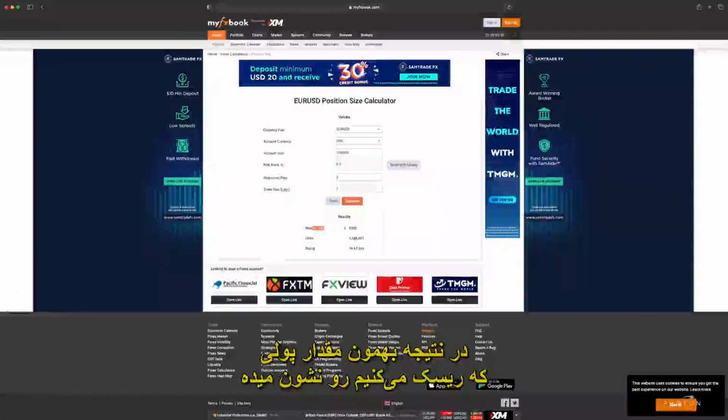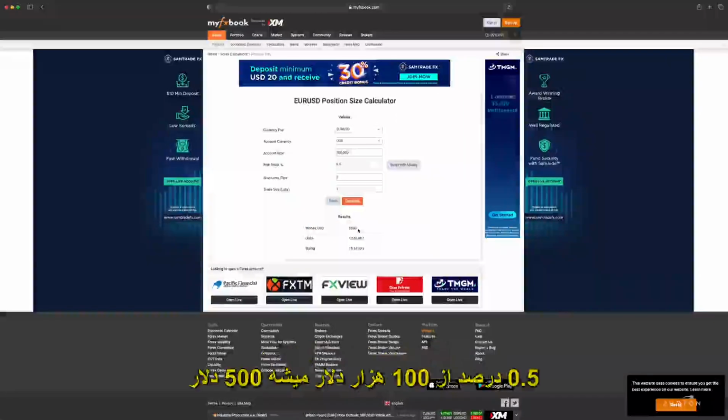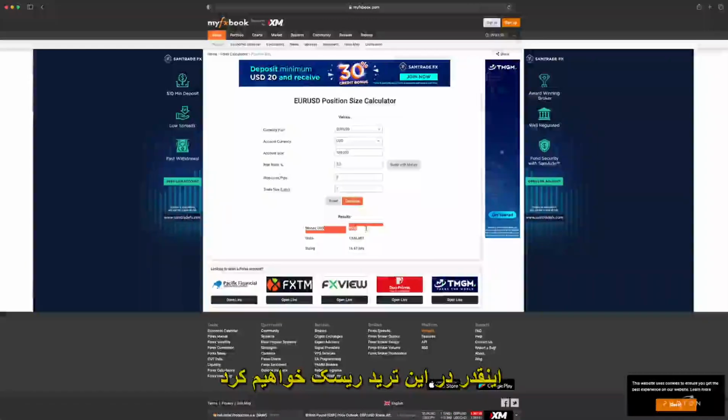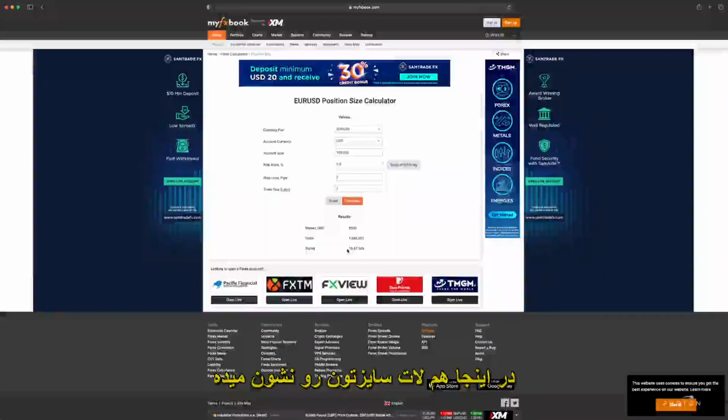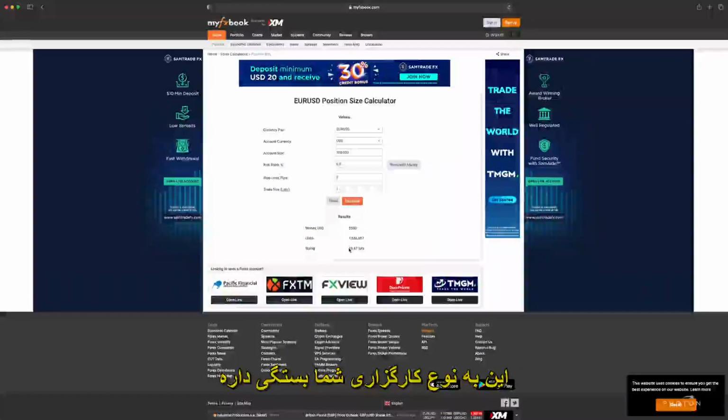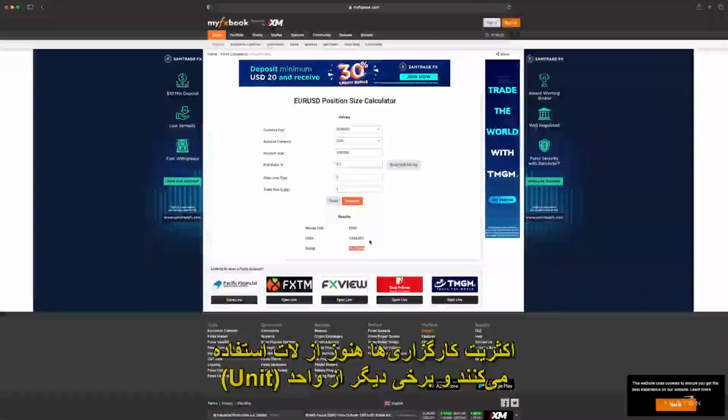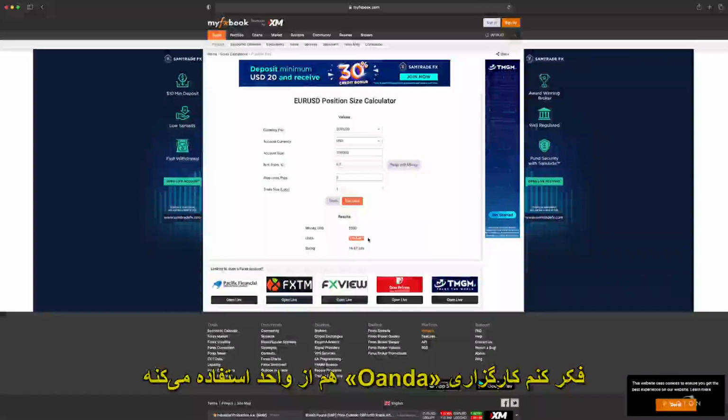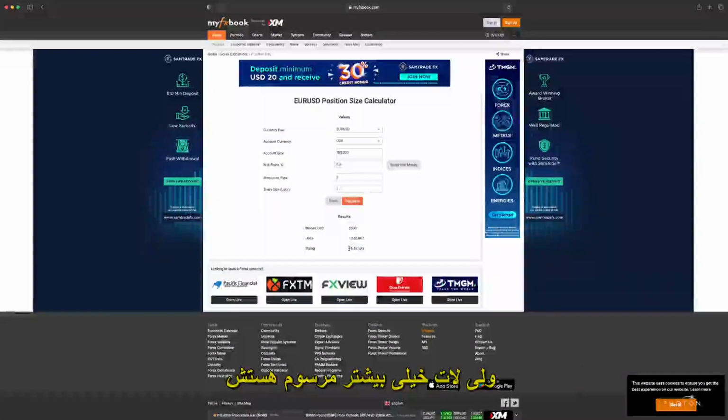And then what this shows you is the amount of money that you are risking. That makes sense: 0.5% of 100 grand is $500. So that's exactly how much I want to risk. And then this tells you your sizing. This will depend on your broker. The majority of brokers still use lots, but some use units. I believe Oanda does use units, but there's a few out there that do. But lots is the most common one.